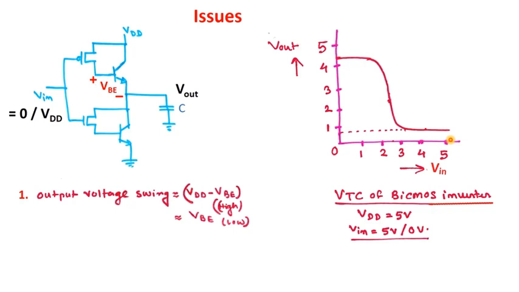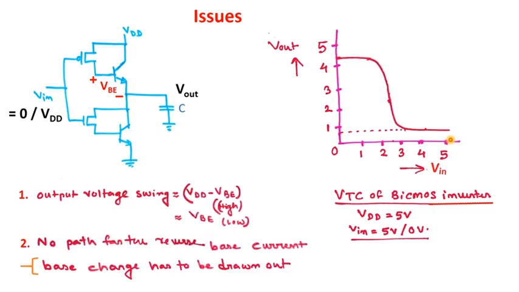Another disadvantage or issue of this BiCMOS logic circuit in its current form is that there is no path for the reverse base current. That means the base charge which is stored in the base of these BJTs cannot be drawn out. Okay, let us explain it in a bit more detail.